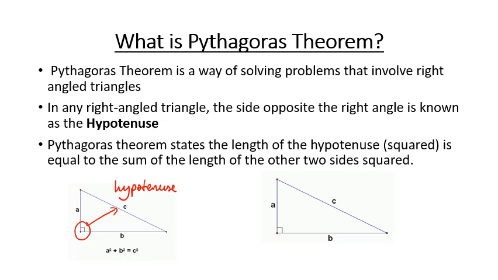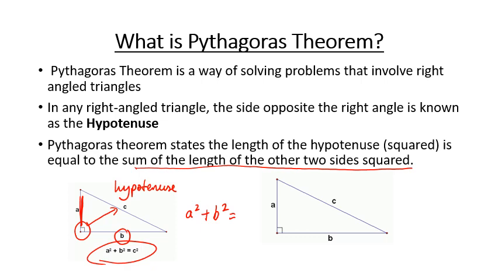So in this particular case, here's our formula: A, which is one side, so A squared, plus the other side, which is B squared, so the sum of the length of the other two sides squared, must be equal to the length of the hypotenuse squared. So A squared plus B squared equals C squared.